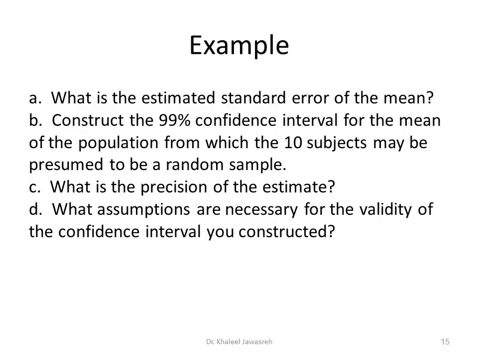So, what is the estimated standard error of the mean? Construct a 99% confidence interval for the mean of the population from which the 10 subjects may be presumed to be random samples. What is the precision of the estimate, and what assumptions are necessary for the validity of the confidence interval you construct?